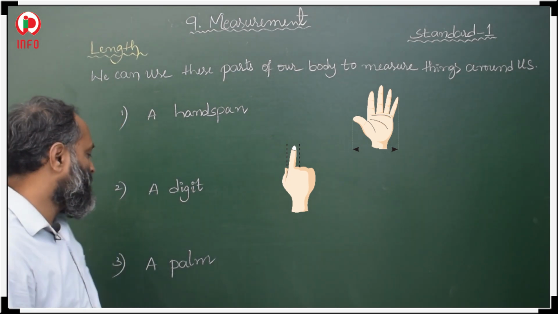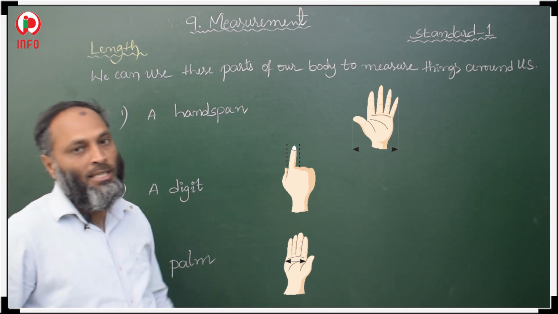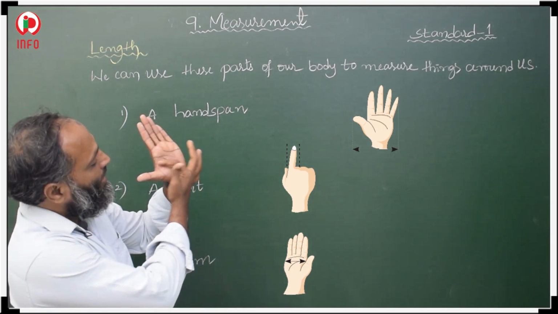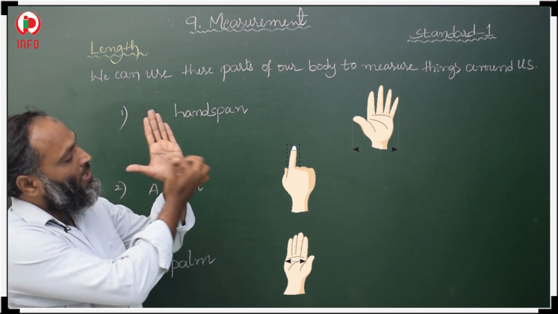Next, a palm. So what is a palm? It is a distance from here to here. This distance from here to here is a palm.